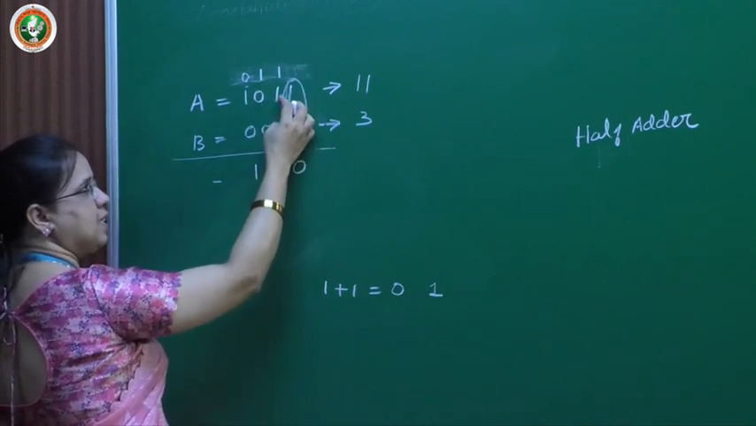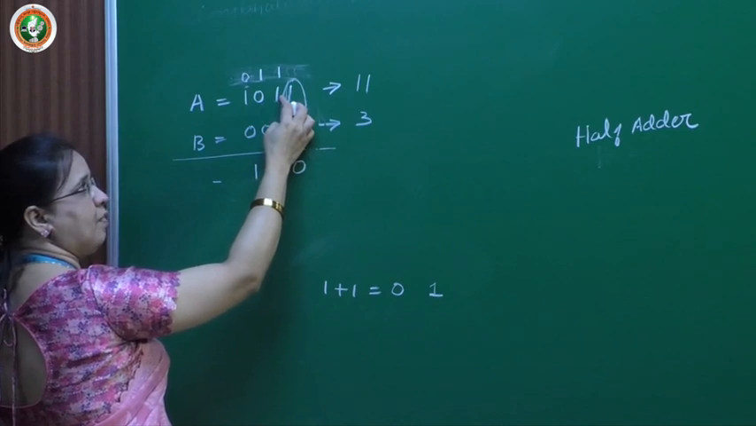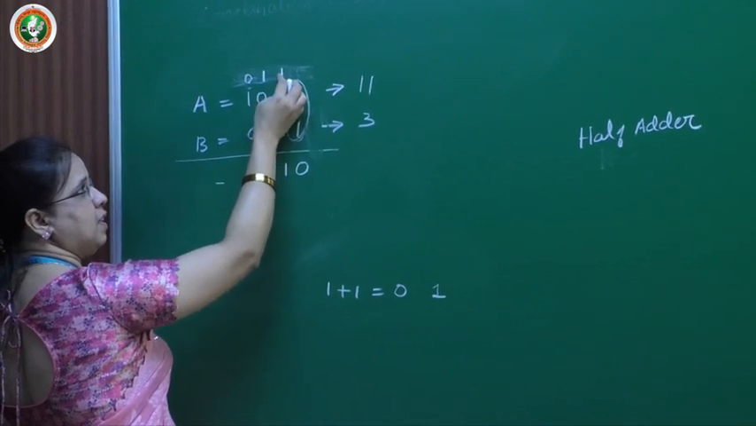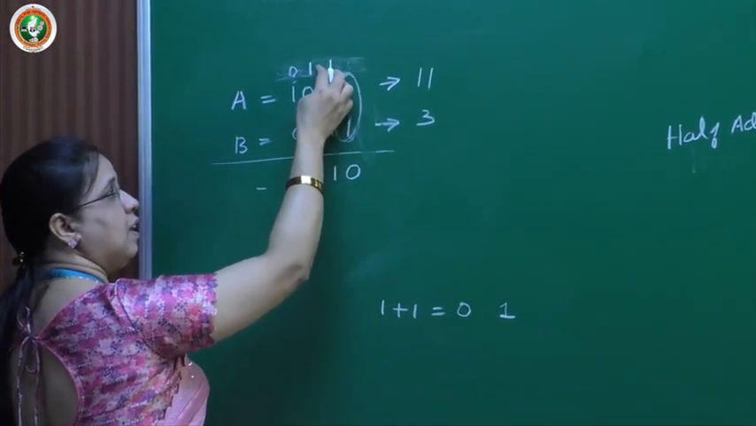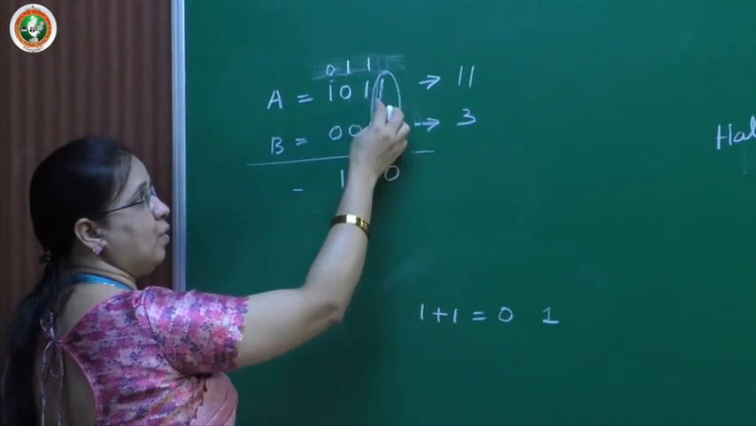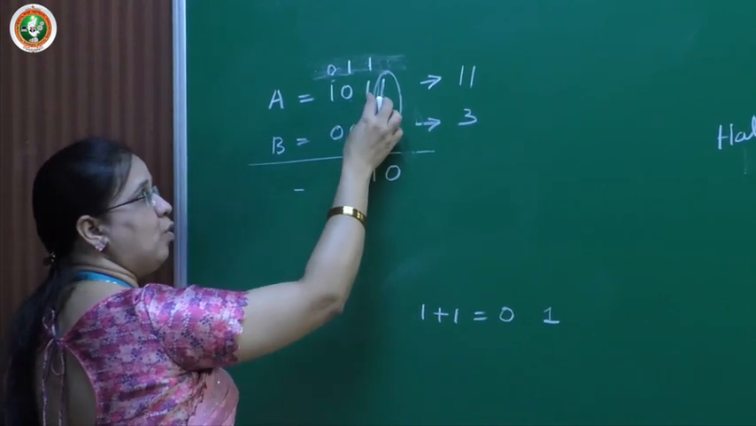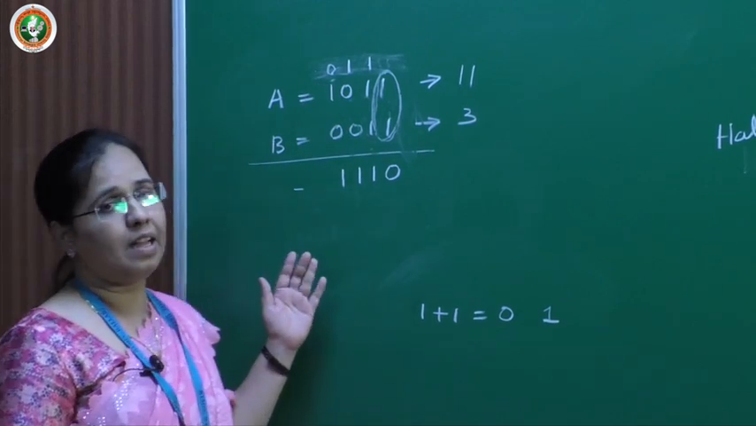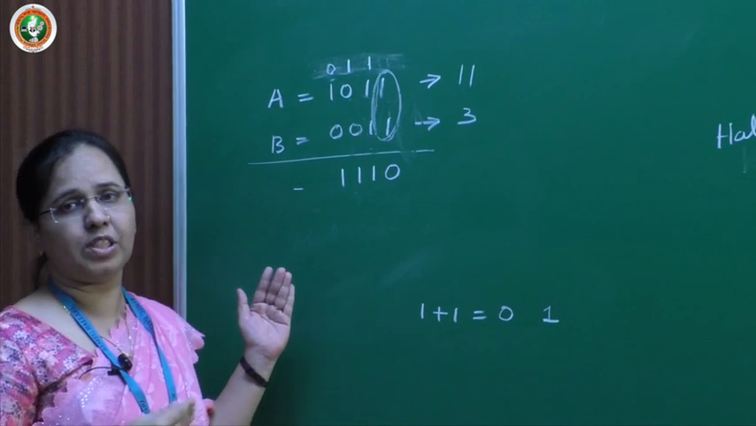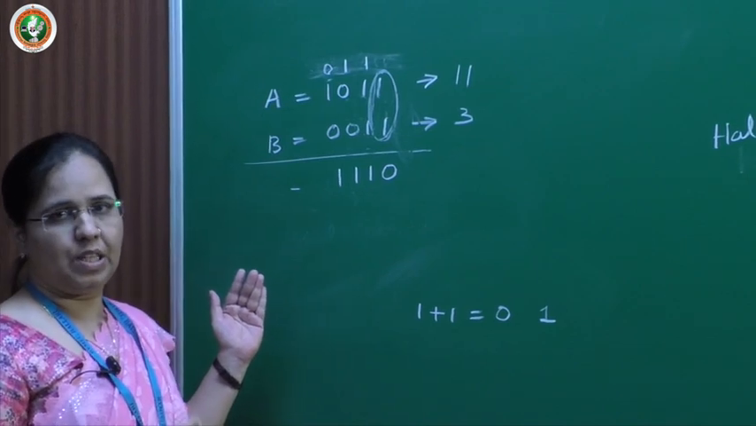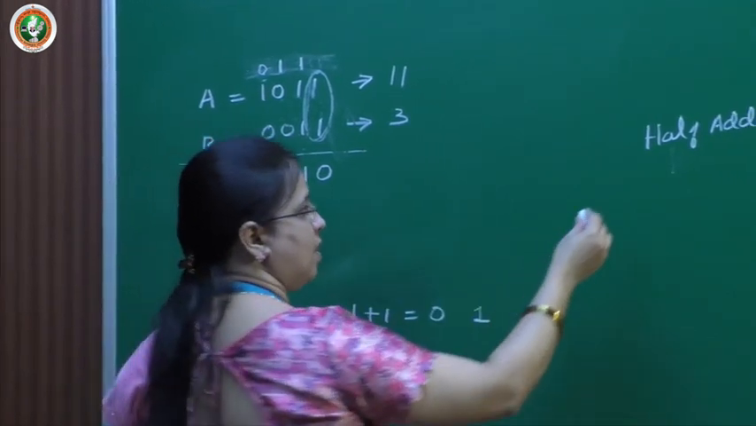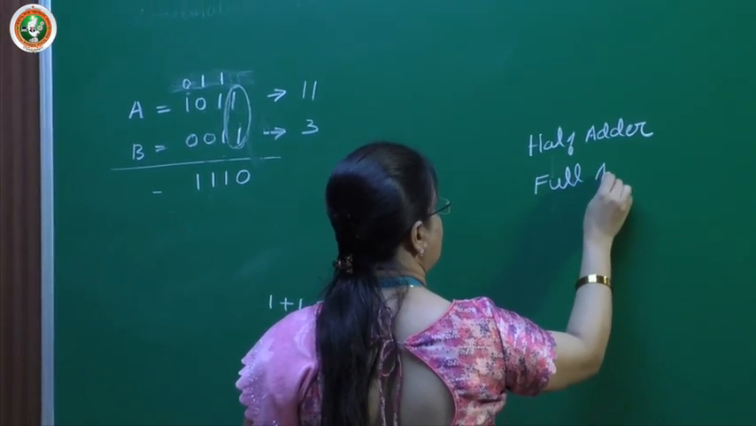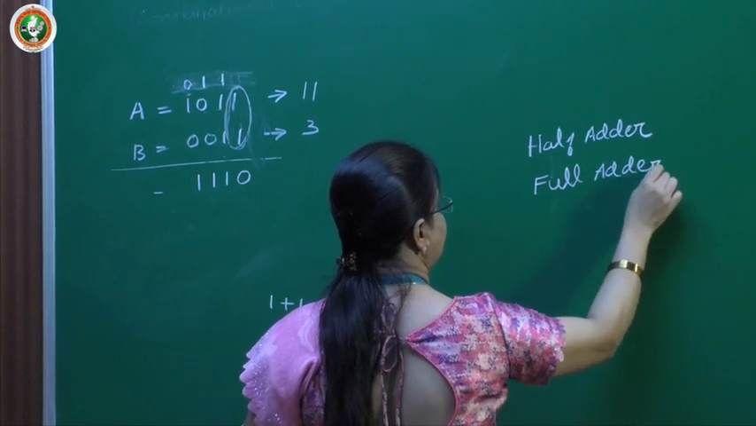Among these 3 bits, the first 2 bits are input values and this one is a carry from the previous bit. So next we have to learn how to design a circuit which is going to add 2 bits along with the carry input, or in other words, a circuit which is going to add 3 bits. The circuit that adds 3 bits is called a full adder.